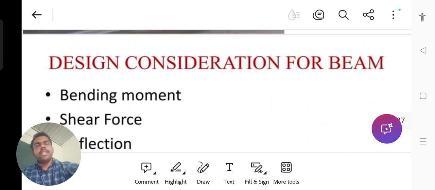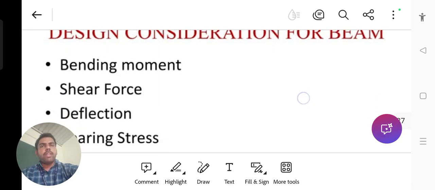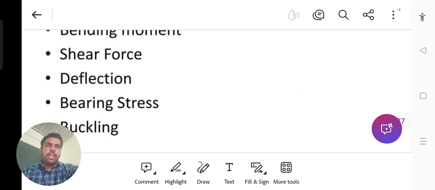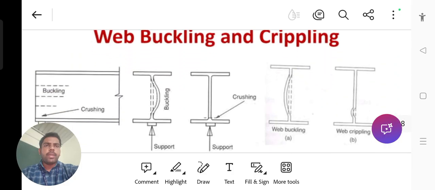What is the design consideration for this beam? First of all, you have to find out the bending moment of that section, and after that the shear force of that section, and the deflection of that section, and the bearing stress and buckling criteria you have to provide in that particular situation. And the next very important factor is web buckling and web crippling. What is the meaning of web buckling and web crippling?